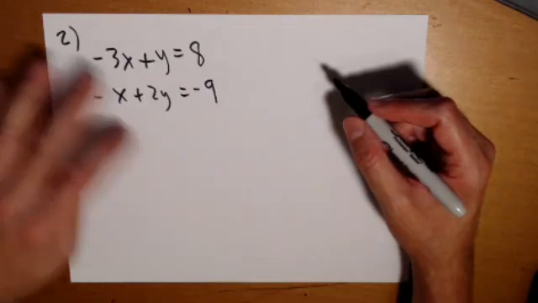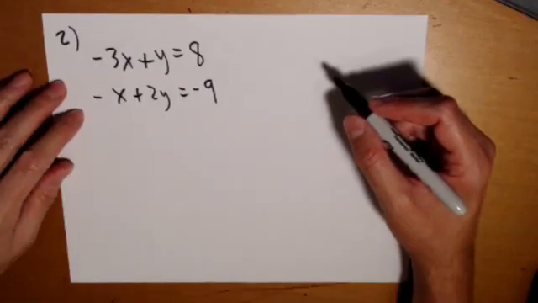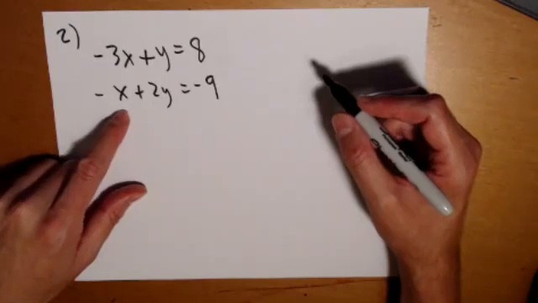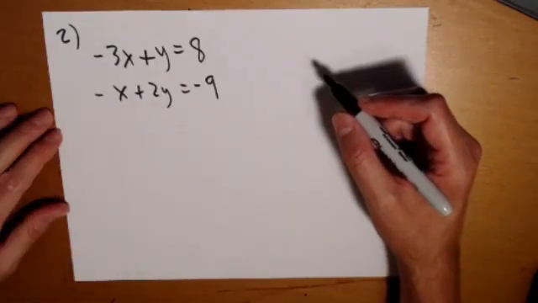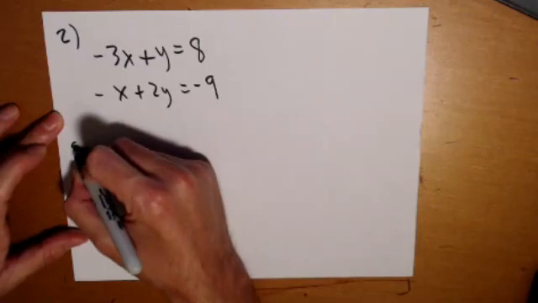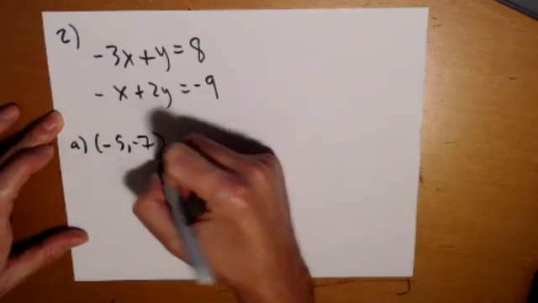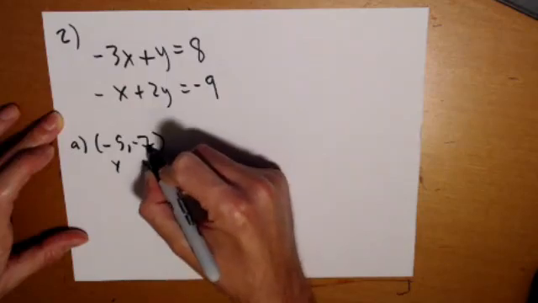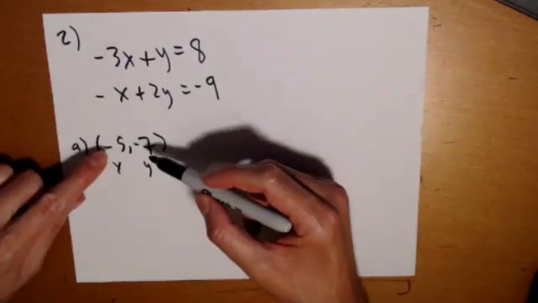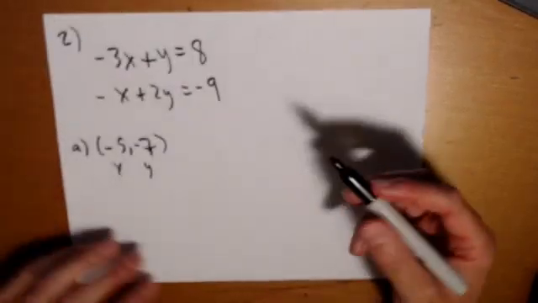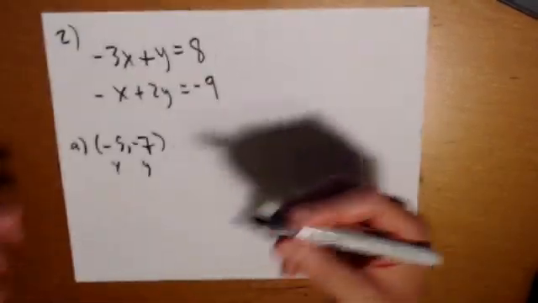And then they're going to teach you different techniques. So right now, the first thing they want to show you is that if we plug in certain values, will it work? So for part A, they give us negative 5 and negative 7. Remember, that would be our x and our y. And they're wondering if we plug negative 5 in for x and negative 7 in for y into both of these, will it be true? Well, let's just try that.